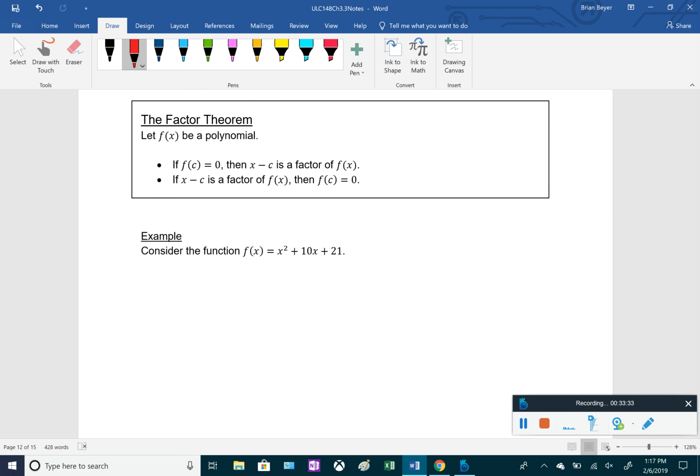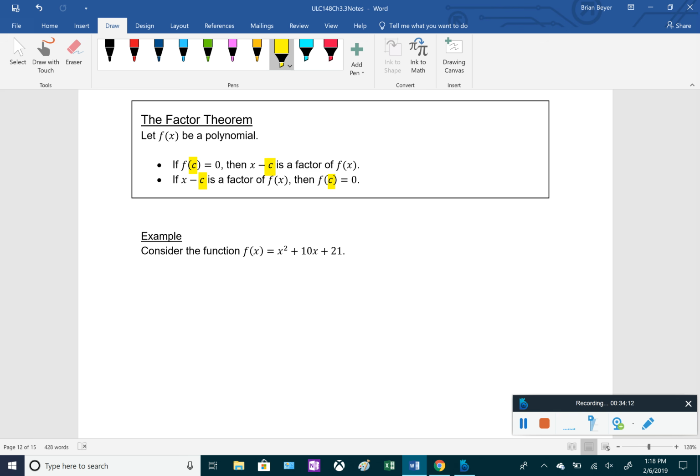So we'll see how this is going to get a little bit more confusing now. The factor theorem says that if f of x is a polynomial, then two things hold. They're essentially the same thing in the opposite order. If f of c equals 0, so if we evaluate the function at a certain number c and it equals 0, that means x minus c is a factor. And going the other way, if x minus c is a factor, then that means f of c equals 0.